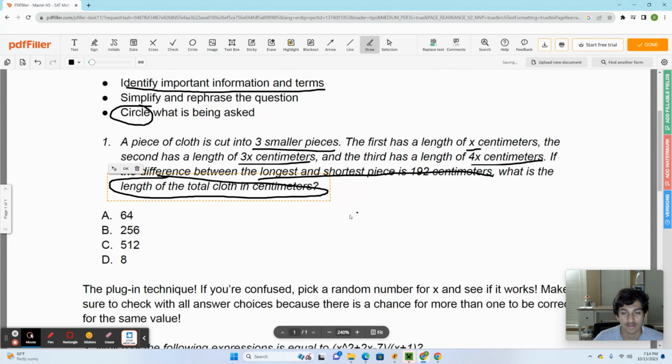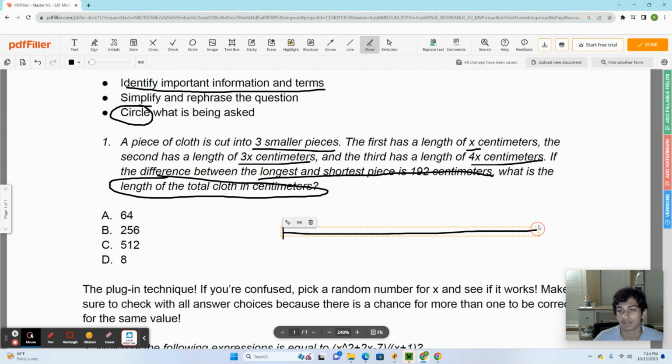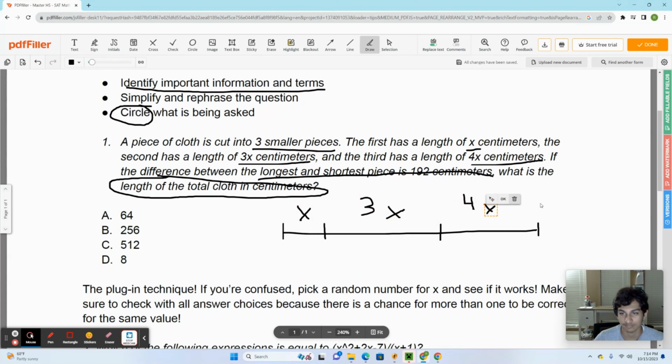All right, so the first thing I want to do is draw a picture. This time I will draw three pieces of the cloth, and I will label them with the information given in the question: x, 3x, and 4x. Okay, so what do we know? We know that the difference between the longest and shortest pieces is 192 centimeters.